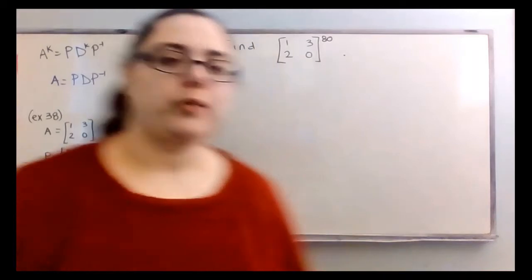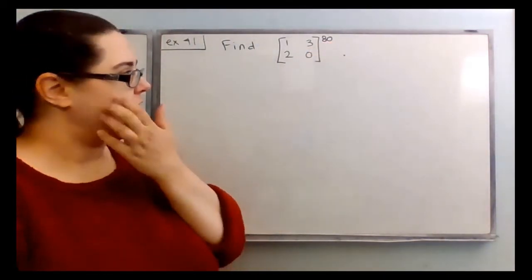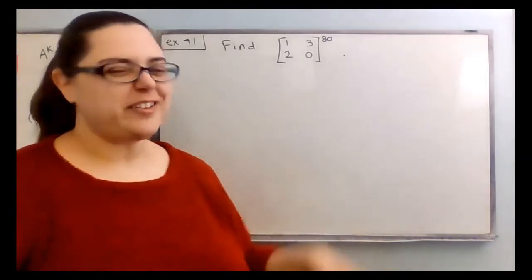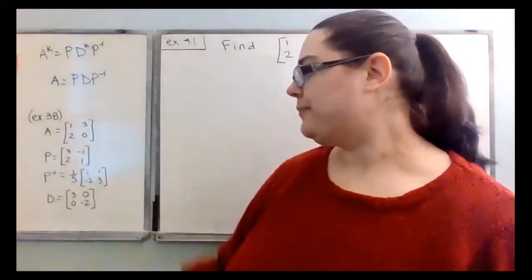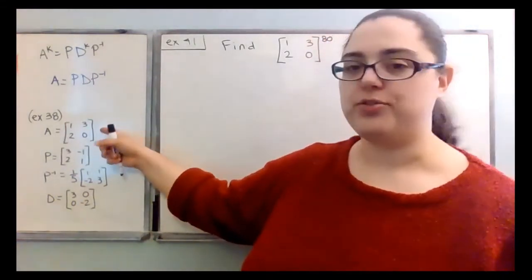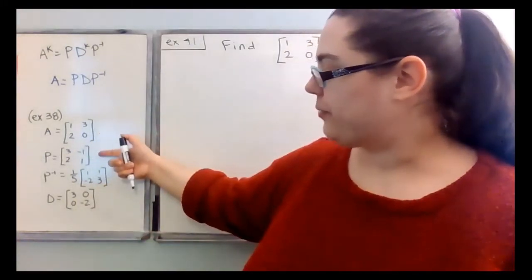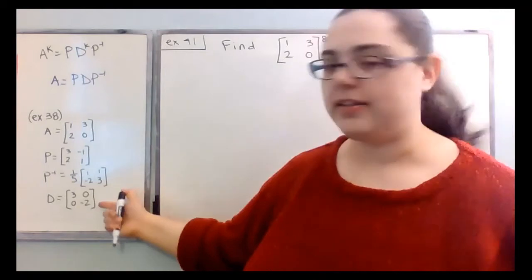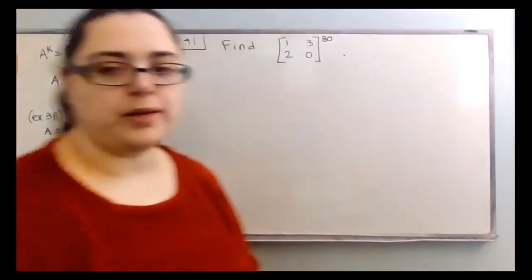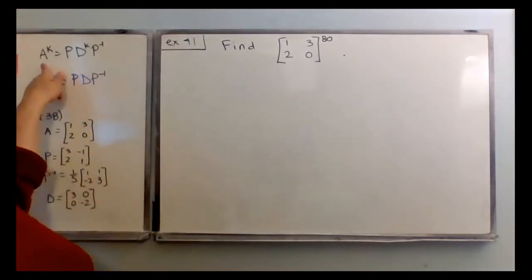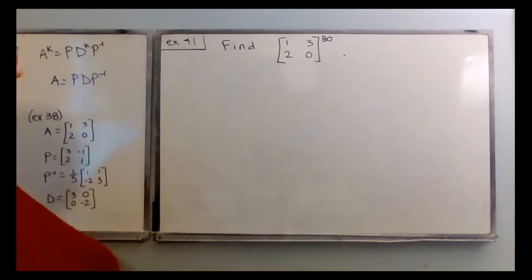So for example 41, we are going to find this matrix to the 80th power. Now I picked this matrix so that we could cut out a little bit of work because this is the matrix we saw from example 38. And that matrix was A. And we saw that we could diagonalize it by using this matrix for P, this one for P inverse, and then this matrix for D. So if we apply what we just saw in the previous example, this relationship here, we can find an expression for A to the 80th.